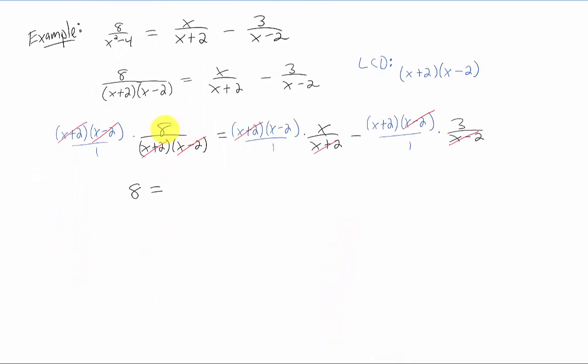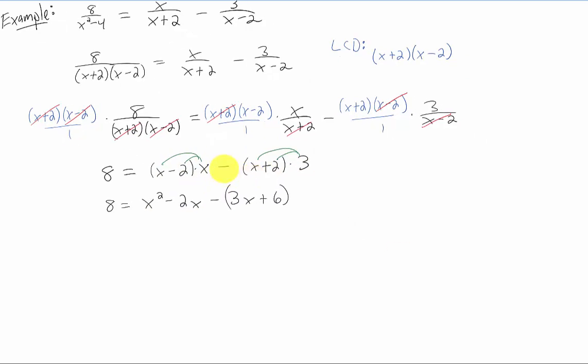On the left side of the equation, we're just left with 8 over 1. In this term right here, we're left with an x minus 2 times x in the numerator. And we have minus x plus 2 times 3. What we're left with at this point is an equation that we can hopefully solve. Let's see. I'm going to distribute the x through the parentheses and the 3 through the parentheses. Don't forget that this negative distributes through the parentheses as well.